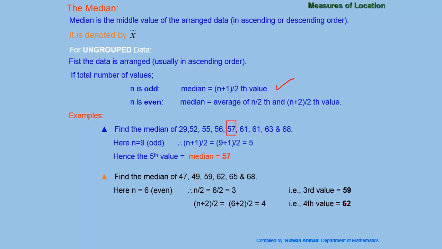It means in the middle we have these two values. Usually we calculate n over 2 and we see that value and the next value, instead of calculating this (n plus 2) divided by 2. So the average of these two values will be the median. So (59 plus 62) divided by 2, which is 60.5. So this is the median of this data.